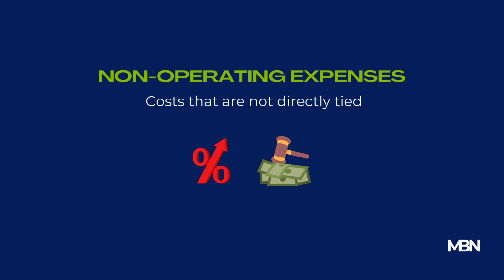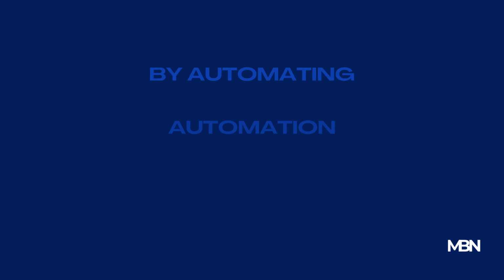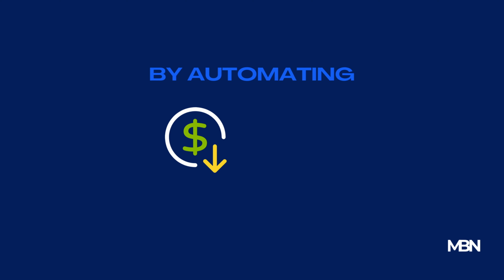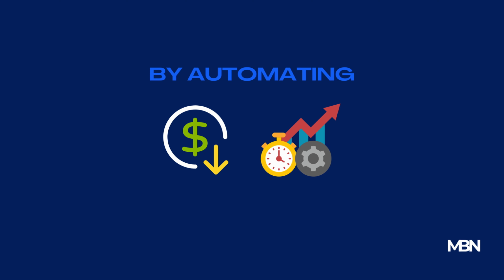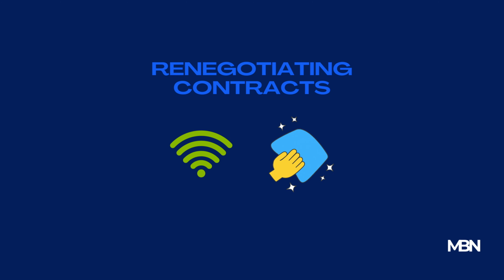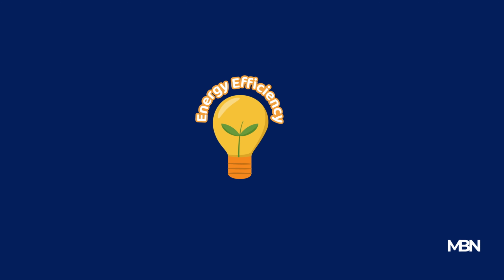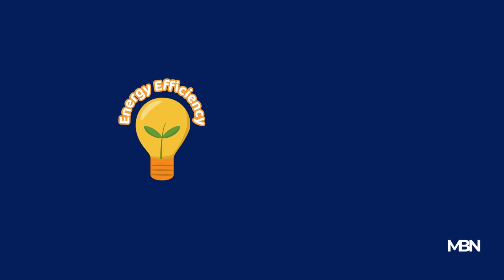One common strategy businesses use to cut operating expenses is through automation. By automating repetitive tasks, businesses can reduce labor costs and improve efficiency. Another approach is renegotiating contracts for services like internet and cleaning to get better rates. Energy efficiency improvements are also a smart move, as they cut utility costs in the long run.